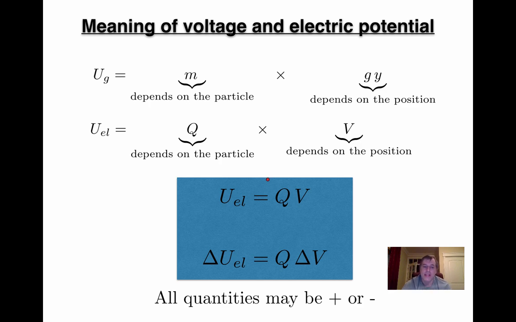So these are key equations that give you an idea of the meaning of electric potential. It's related to an electric potential energy. In this equation, you see that V is in volts, Q is in coulombs, and U is in joules. So you notice that because of this, 1 joule can be written as 1 coulomb times 1 volt. So voltage and electric potential are related to energy by these equations.